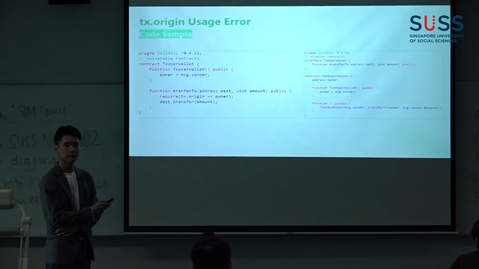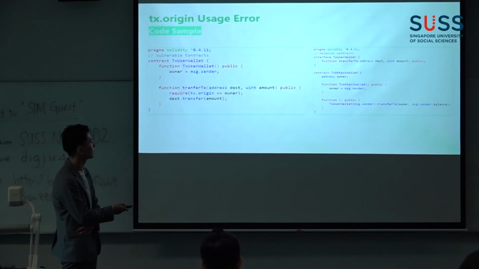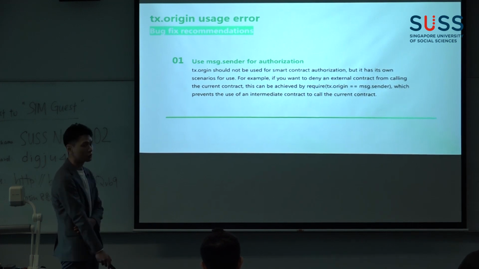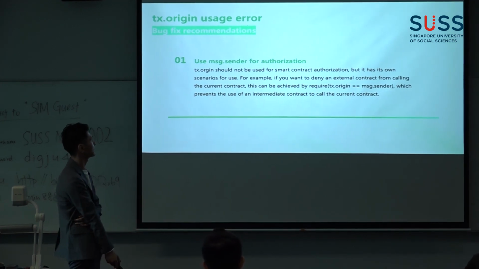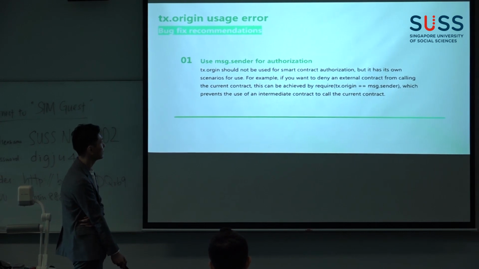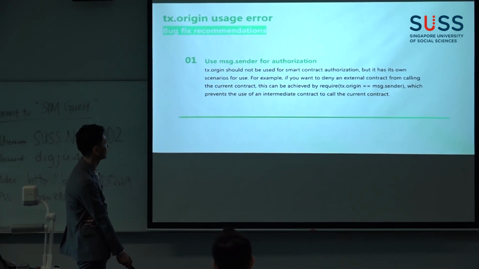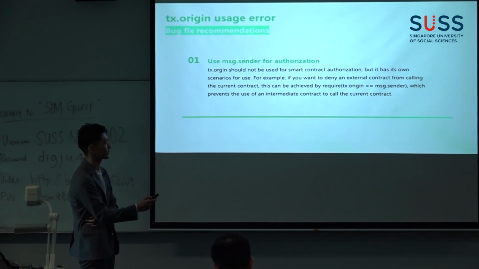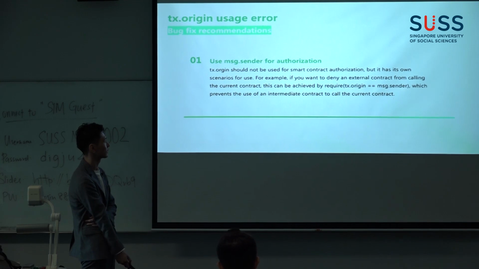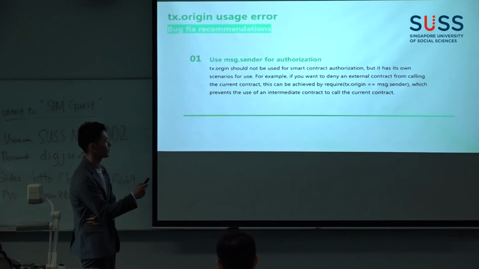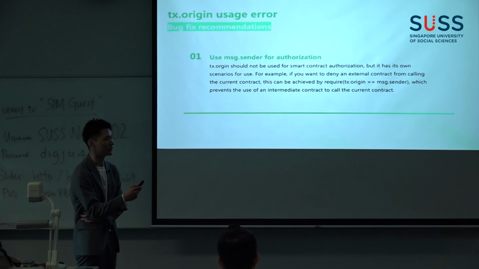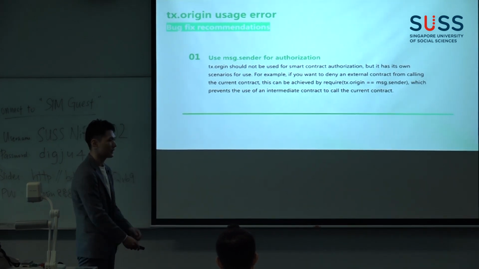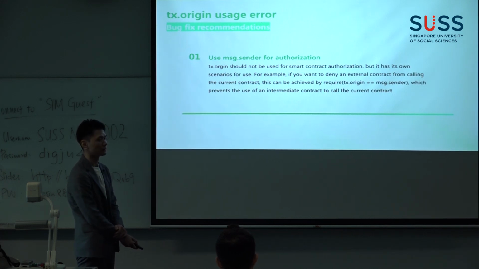Okay, any questions? The solution would just be to use message.sender for authorization. tx.origin should not be used for smart contract authorization. It has its own scenario for use. For example, if you want to deny an external contract from calling the current contract, this can be achieved by requiring tx.origin equals message.sender. If this condition is set, that means users cannot use a smart contract to perform interactions with your contract.